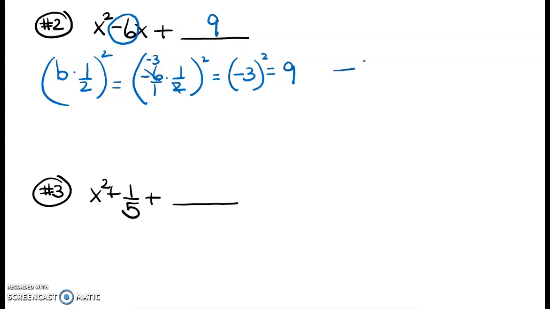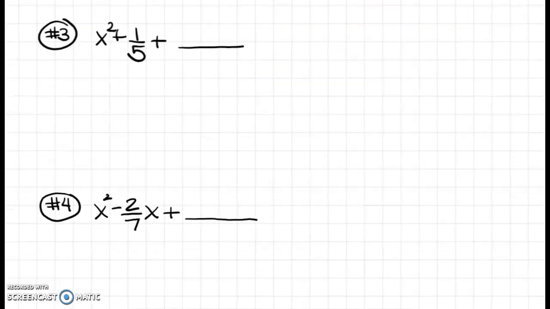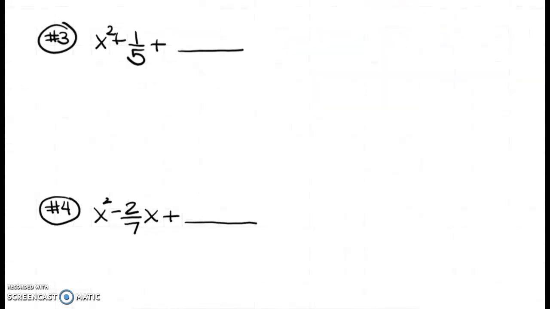So what are the factors of positive 9 that add to -6? Well, I would say -3 times -3, and that works out. So when I factor this, I get x minus 3 times x minus 3, or x minus 3 squared. All right, let's try the next one. Oh, I forgot my x value here. That's important. Let's try the next one.